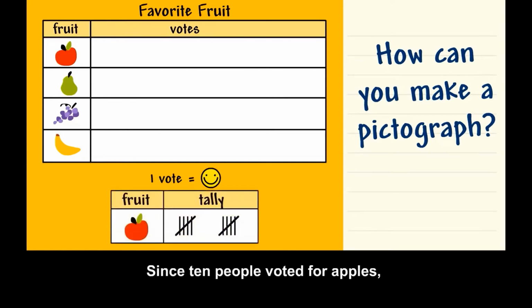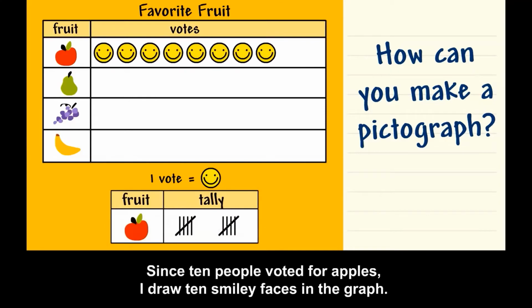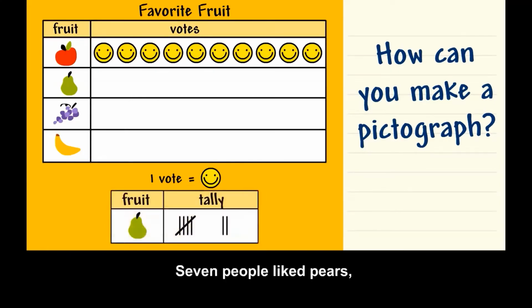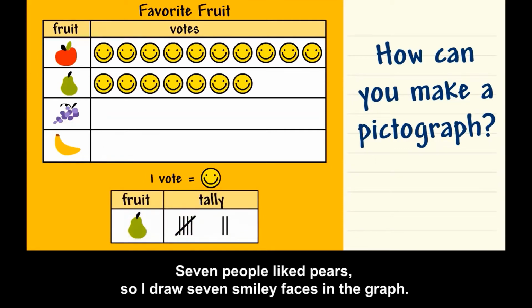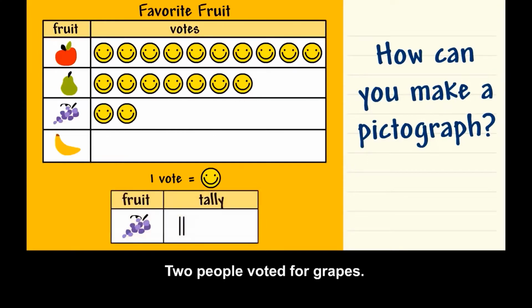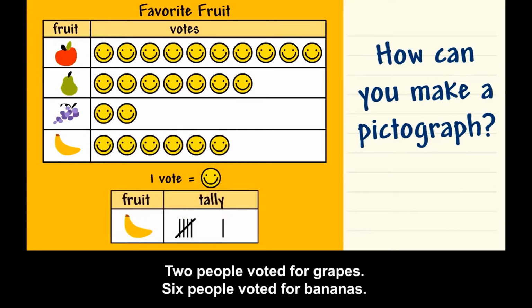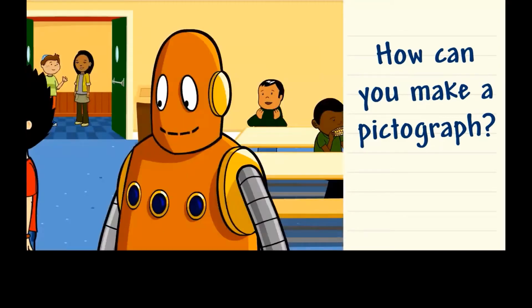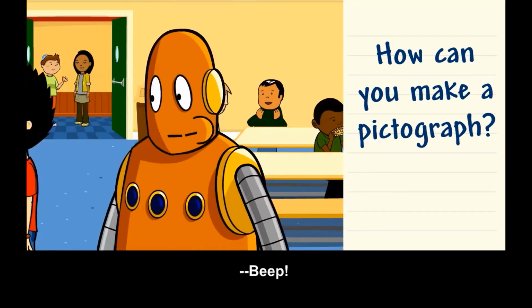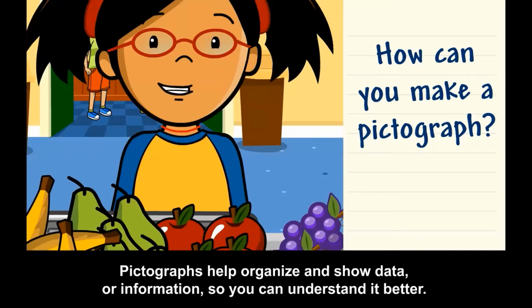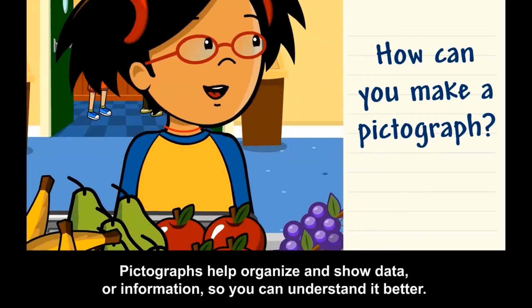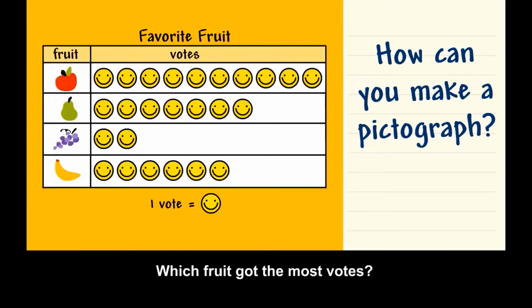Since 10 people voted for apples, I draw 10 smiley faces in the graph. 7 people liked pears, so I draw 7 smiley faces in the graph. 2 people voted for grapes. 6 people voted for bananas. Pictographs help organize and show data or information so you can understand it better. Which fruit got the most votes? Apple.